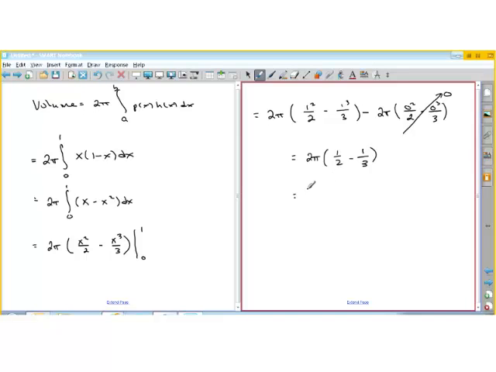So our common denominator is 6, so we'll end up with 2 pi. 1/2 is 3/6. 1/3 is 2/6. 3 minus 2 is 1, so we get 2 pi times 1/6. 2/6 is the same as 1/3, so the area is going to be pi over 3. I mean the volume, sorry. The volume is pi over 3, so I'm just checking the answer in the solution manual. Make sure I did it all correct. Pretty sure I did. Pi over 3. Okay, so that's correct.